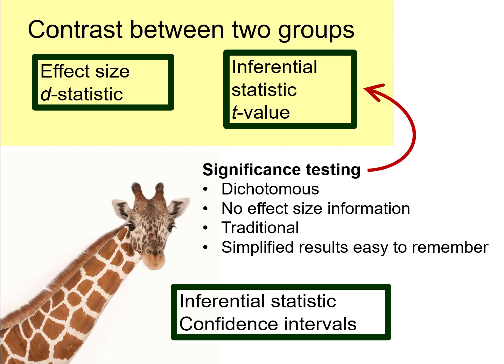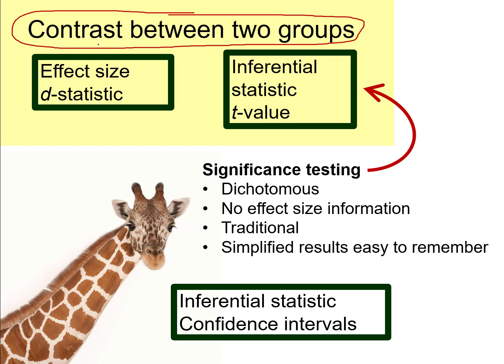So, like I was just saying, if we're doing a contrast between two groups and investigating a difference between two means, our effect size will be a d statistic. The d statistic is the best effect size to use in the situation. It's the one that's easiest to interpret. And our inferential statistic will be a t-value. We will calculate a t-value and then use that for significance testing. We will use our t-value to make a judgment about whether we can reject the null hypothesis and call our results significant.